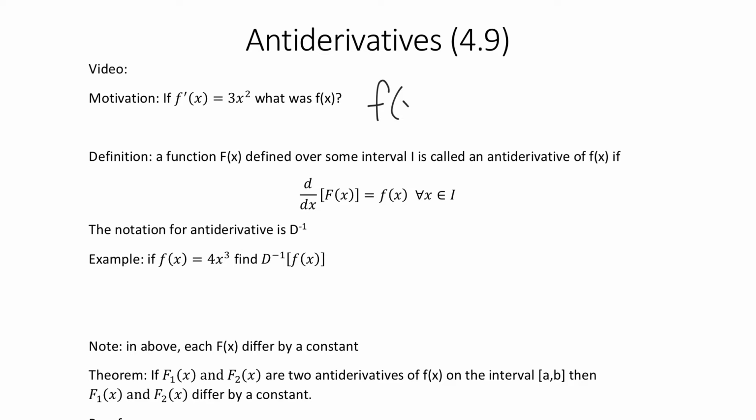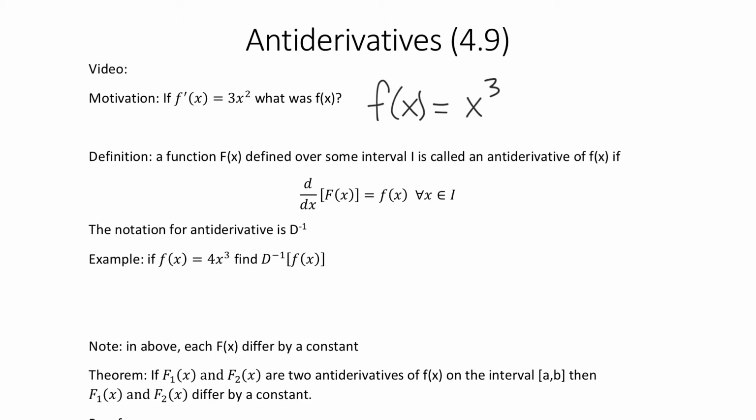Now the answer is that f of x would be equal to x to the power 3. And that's very clear because the derivative of x to the 3 will be 3x to the power 2. So that's sort of our guiding question. If we know the derivative, how do we find the function we started with?